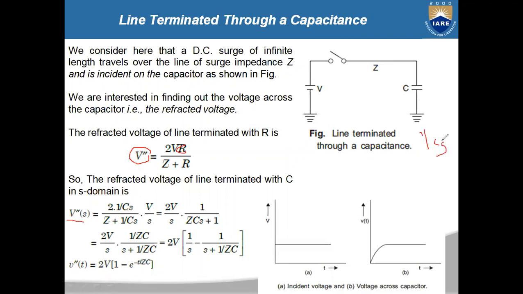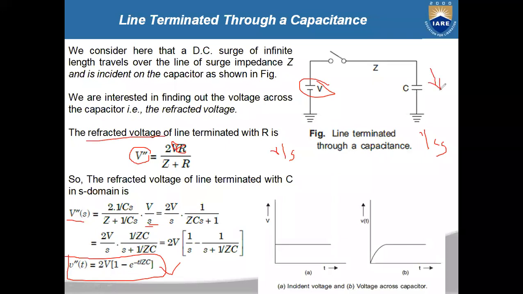Okay, in place of R, 1 by CS you will write in S domain. 2 into 1 by CS by Z plus, in place of R, 1 by CS you will get, and here V is this voltage, the DC voltage, DC surge you can also say. In terms of S domain that DC surge can be written as V by S. Okay, now you do some Laplace transform here, and finally what you are getting is that V double dash in time domain will be equal to 2V into 1 minus e power minus t by ZC. This is the transmitted voltage or refracted voltage through the capacitance, or you can also say that this is the voltage across the capacitor.